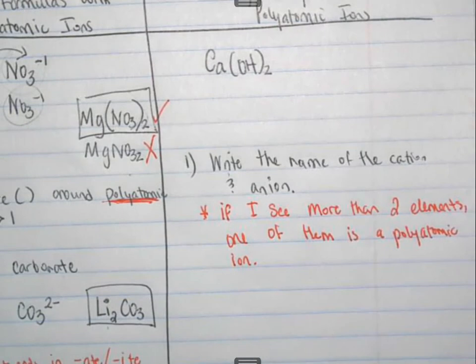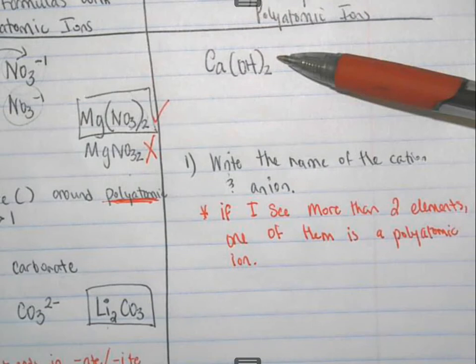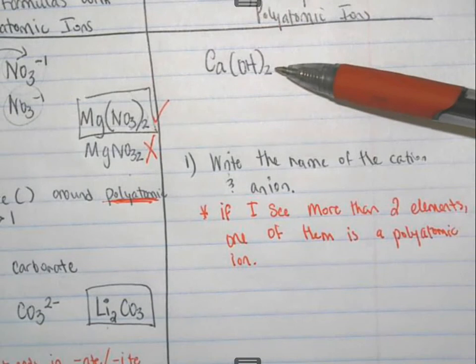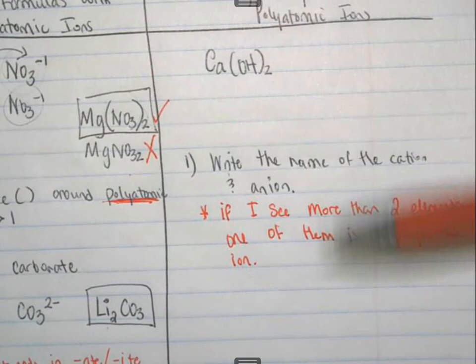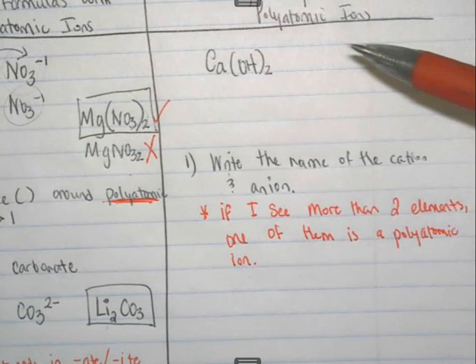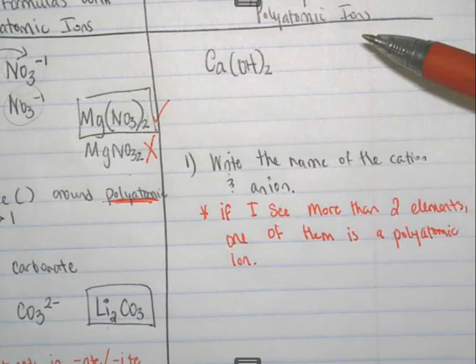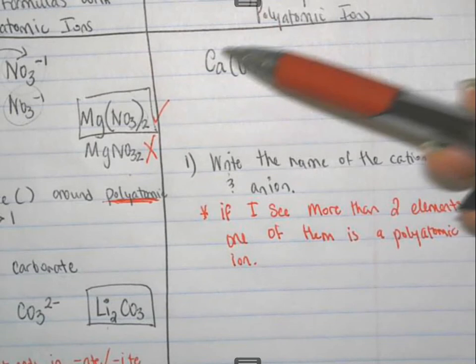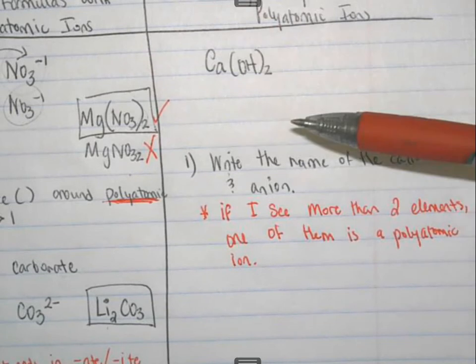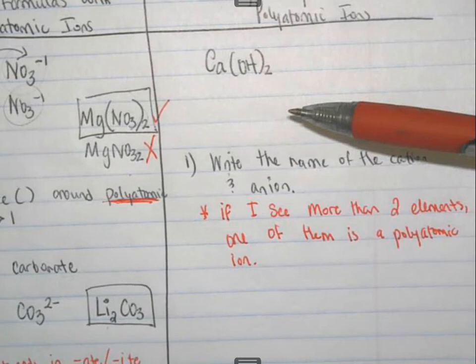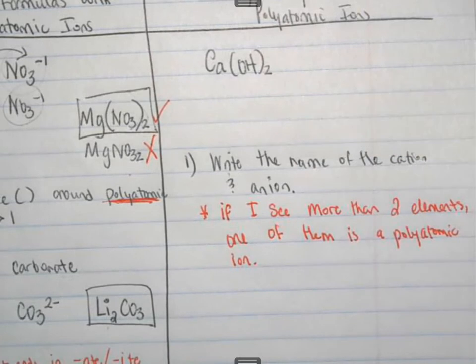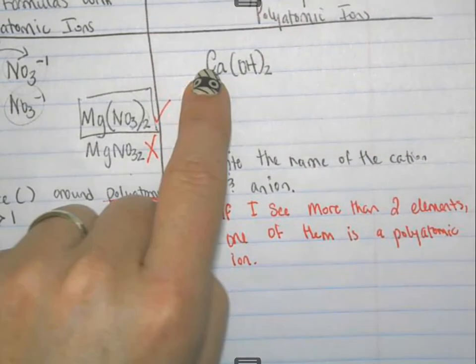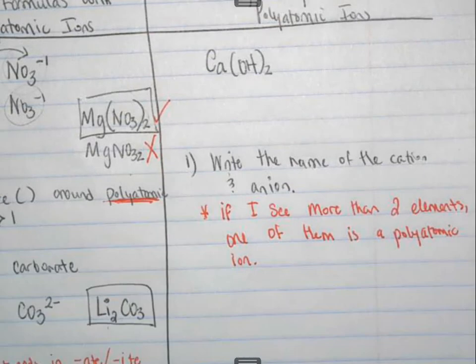So like up here, I see more than 2 elements. I see calcium, that's 1. I see oxygen, that's 2. And I see hydrogen, that's 3. I'm not talking about numbers, just simply the kinds. So as soon as I see that I've got 3 things, something has to be a polyatomic ion. So what is the name of the calcium ion? Do I change it? Just calcium. I call it calcium, so this is going to be calcium.